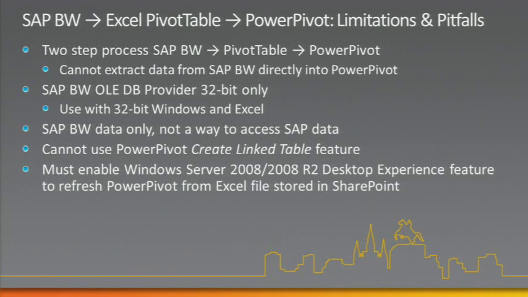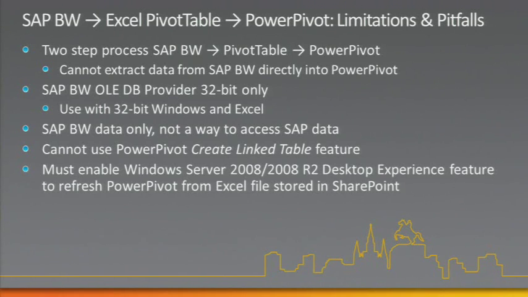So some of the limitations and pitfalls, as we saw from the architecture: refreshing the data is a 2-step process. You have to get it into the pivot table and then into Power Pivot. In this scenario, the SAP BW OLEDB provider is 32-bit only. And when you install the SAP client on a 64-bit machine, you don't even get the option to install this provider. You're getting SAP BW data only. It's not a way to access data straight from SAP.